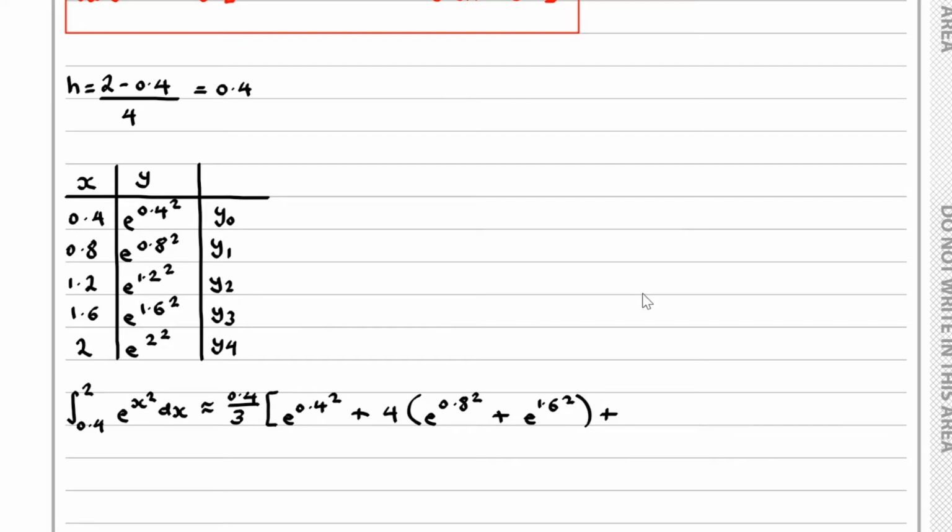plus y2, plus 2 lots of e to the power of 1.2 squared, plus y4, the last y value, so we have e to the power of 2 squared.